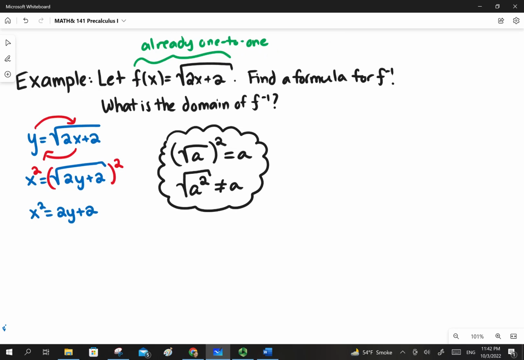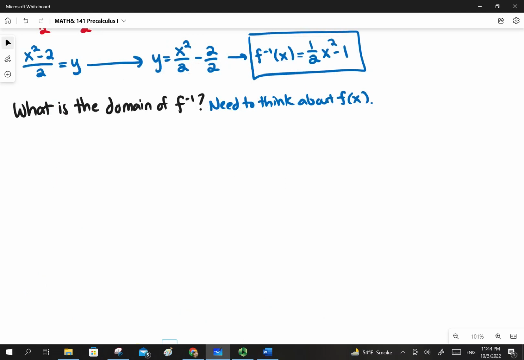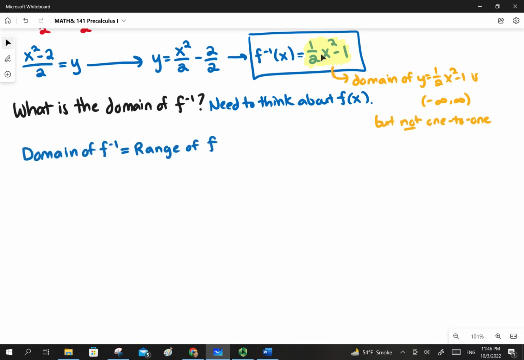So x squared equals 2y plus 2. Now just subtract 2 and divide by 2 to get that (x squared minus 2) over 2 equals y. We can split that up into two fractions and say that y equals x squared over 2 minus 2 over 2. So the inverse function is 1/2 x squared minus 1. To find the domain of the inverse function, we have to think about the original function. On its own, the domain of 1/2 x squared minus 1 would be all real numbers, but then it wouldn't be one-to-one. Remember that the domain of the inverse function is the range of the original function.